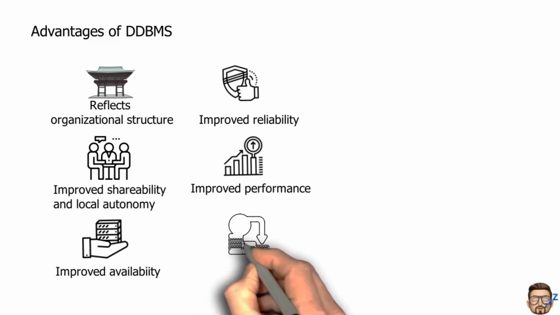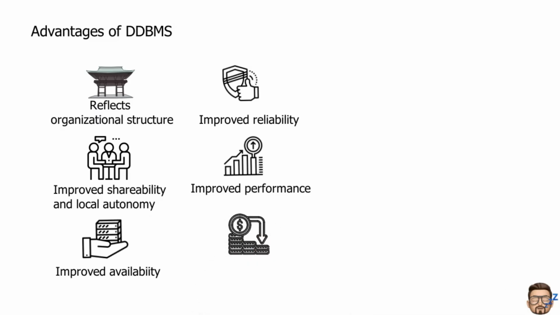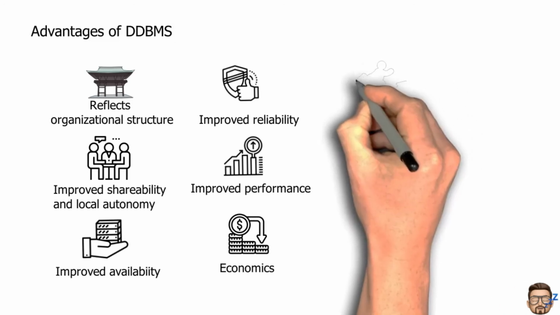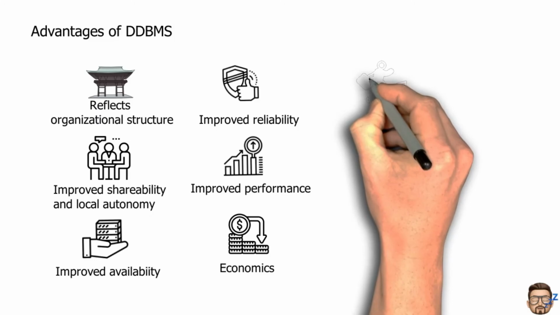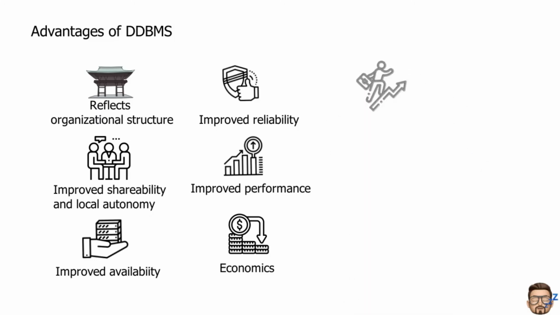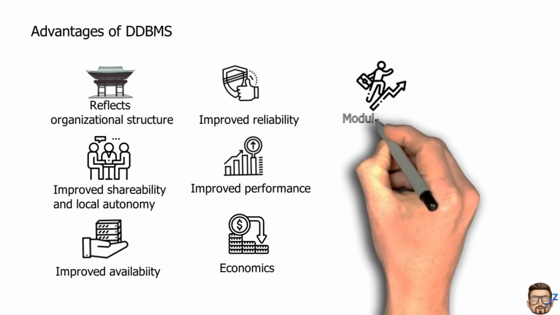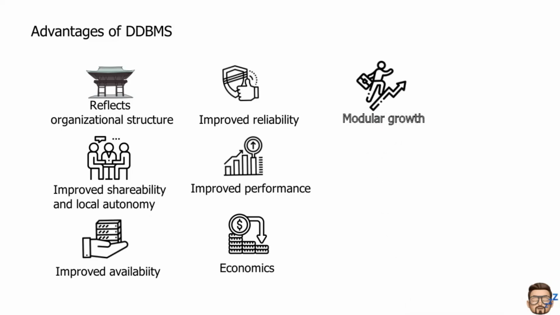Next is economics. It is now generally accepted that it costs much less to create a system of smaller computers with the equivalent power of a single large computer. Modular growth. In a distributed environment, it is much easier to handle expansion. New sites can be added to the network without affecting the operation of other sites. This flexibility allows an organization to expand relatively easily.